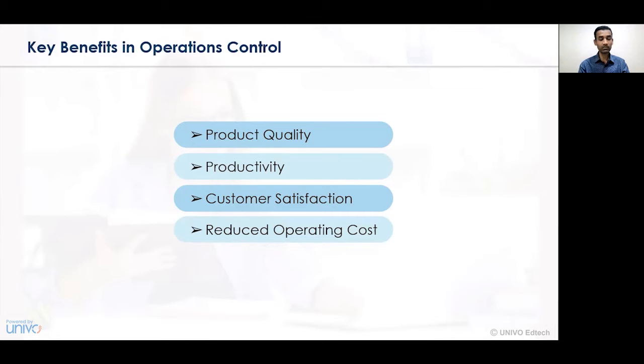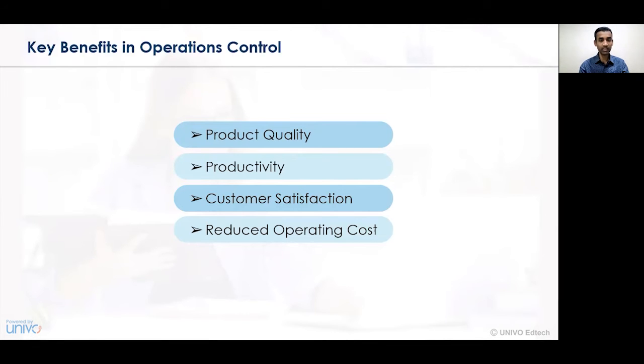Now let's see what the key benefits are in the operational control. There are around three key benefits in the operational control. Number one is product quality. With respect to product quality, one can understand that if there is an operational control system in existence, the quality of the product can be controlled in an effective way.